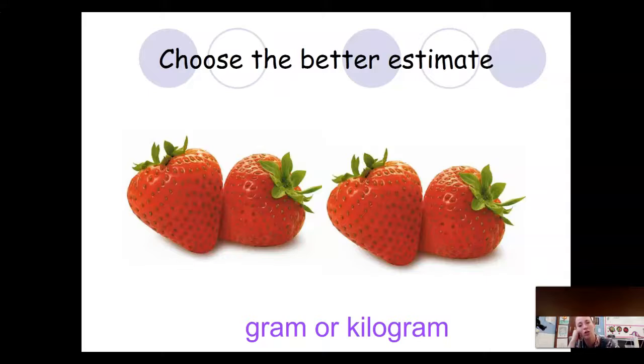What do you think we'd measure strawberries in? Grams or kilograms? Remember, a gram is a smaller word, so it is a smaller weight. A kilogram is a bigger weight, bigger words, so it is a bigger weight. Your answer is gram. We would measure those strawberries in grams.